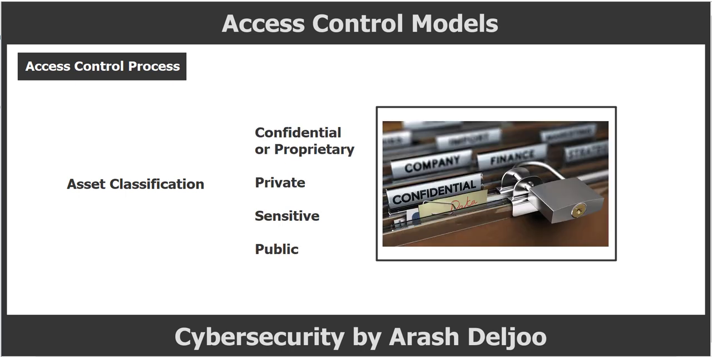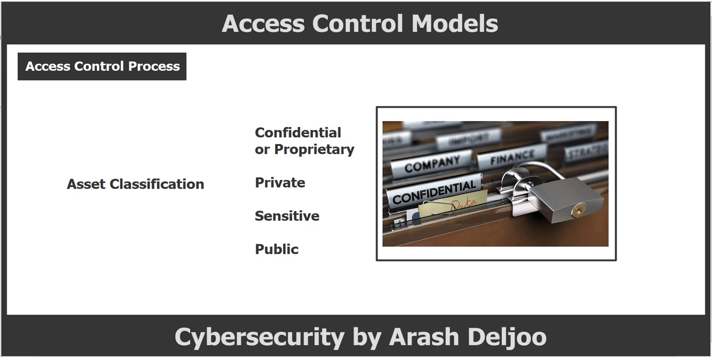The commercial sector has more variety in the way data classification is done, more specifically in the label used in the classification. Here are some commonly used classification labels in the commercial sector: confidential or proprietary, private, sensitive, or public. Let me explain first about the confidential or proprietary. This means unauthorized access to confidential or proprietary information could cause grave damage to the organization. Examples of information or assets that could receive this type of classification include source code and trade secrets.